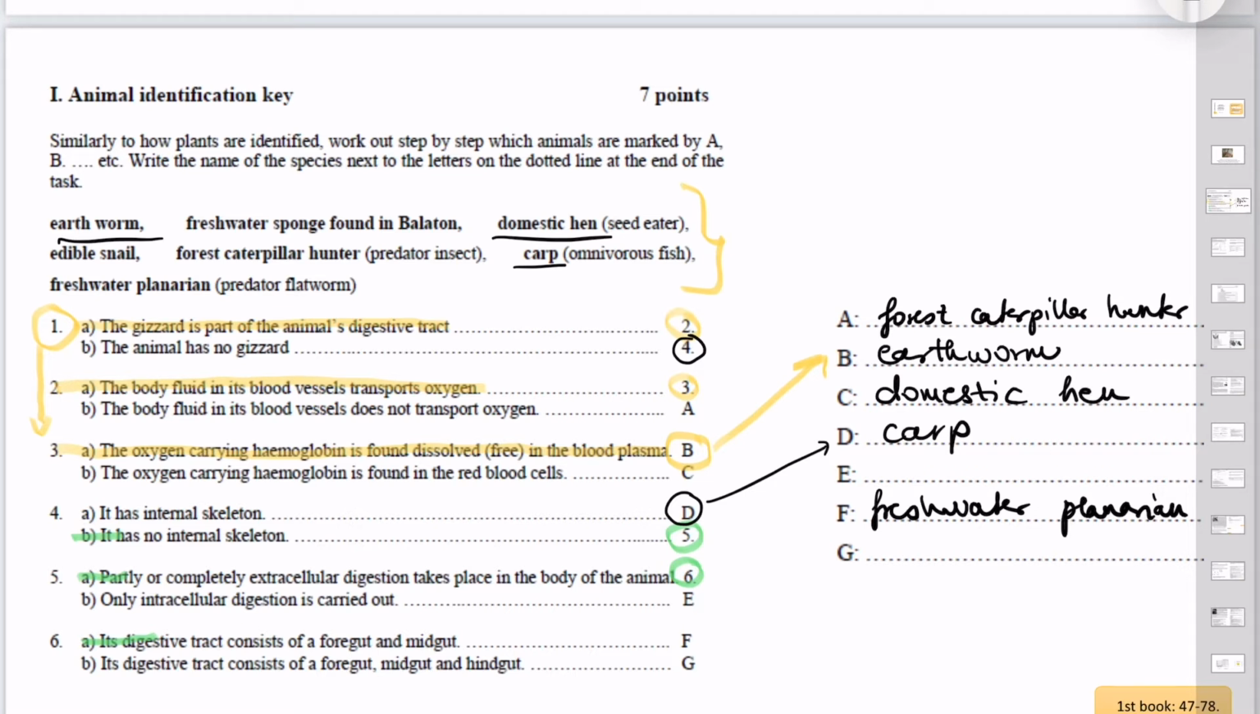Okay, the next animal is going to be E. So only intracellular digestion is carried out. Out of the organisms that are being provided, the freshwater sponge is the answer. Next to letter E. And the last statement, its digestive tract consists of a foregut, midgut, and the hindgut. And basically that is going to be the edible snail.